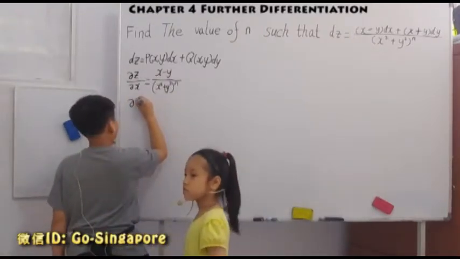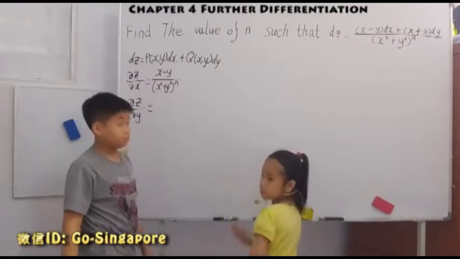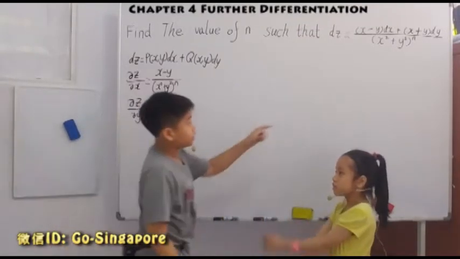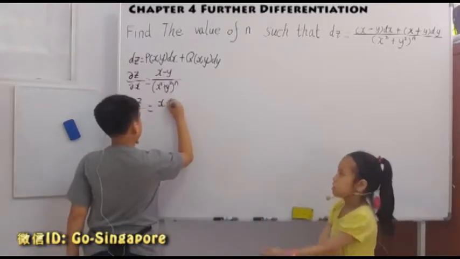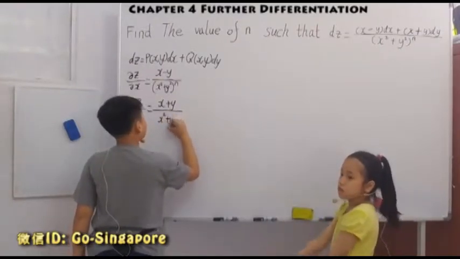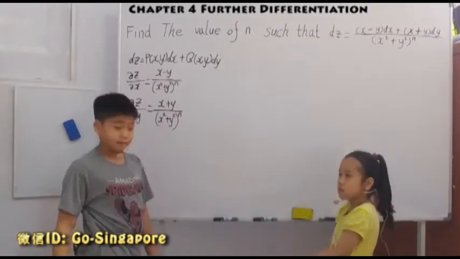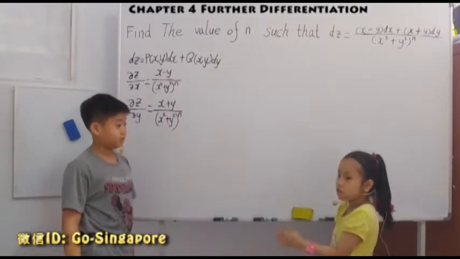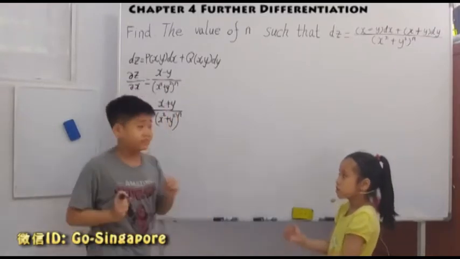What about partial z, partial y? Partial z, partial y is just the dy part, right? Yes. So this is x plus y, over x squared plus y squared, bracket to the power of n. Is it correct? Yes. So we'll find the mixed partial differentiation.